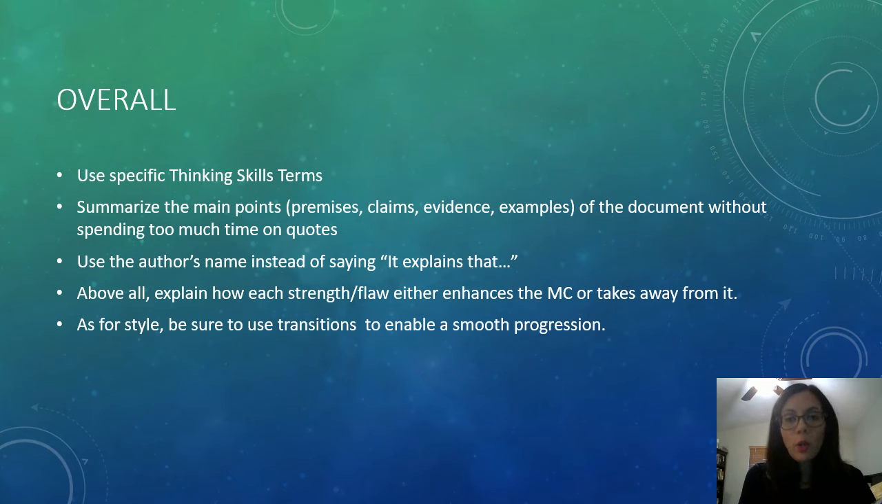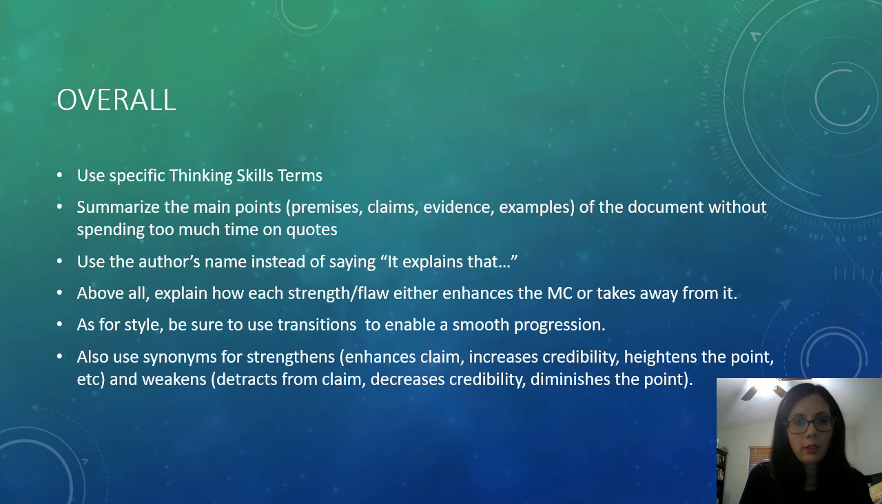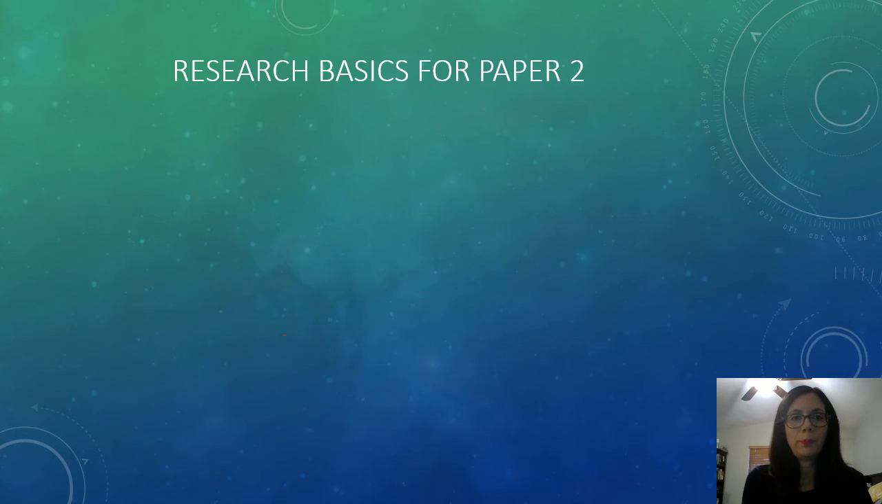As for style, you also want to use transitions to enable a really smooth flow, especially when you're going from flaws to strengths, strengths to flaws, corroboration, refutation. You want to make that all clear. And please use synonyms. We mostly use, oh, this strengthens the claim, this strengthens the premise, or this weakens. There's a lot of other great synonyms like enhances, increases, heightens, or for weakens you can say detracts, decreases, diminishes, so on and so forth.